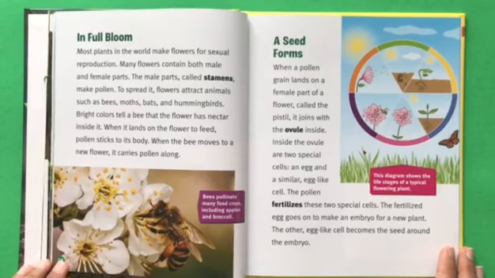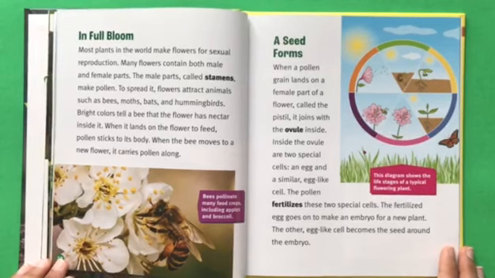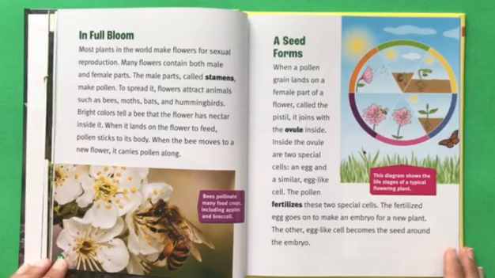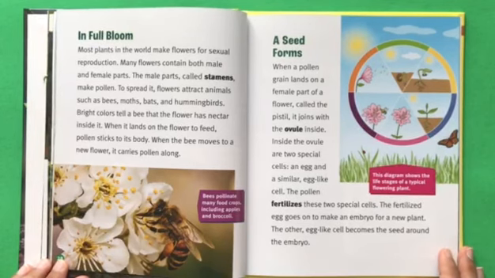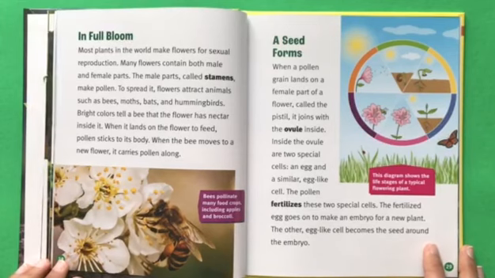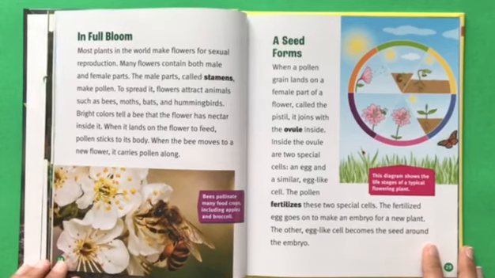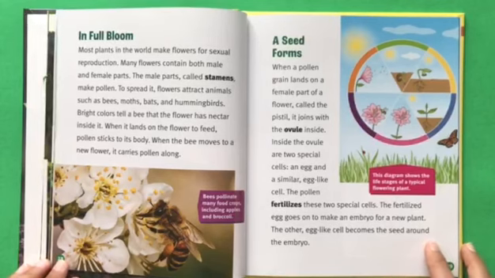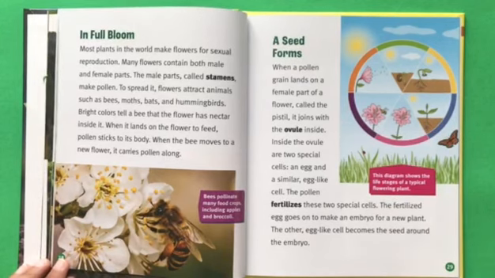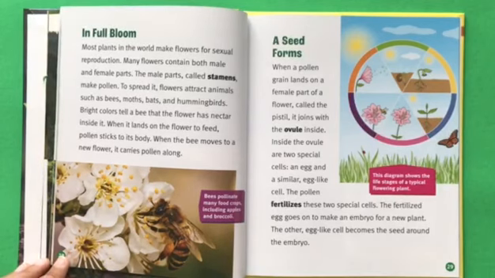A seed forms. When a pollen grain lands on a female part of a flower called the pistil, it joins the ovule inside. Inside the ovule are two special cells, an egg and a similar egg-like cell. The pollen fertilizes these two special cells. The fertilized egg goes on to make an embryo for the new plant. The other cell becomes a seed coat around the embryo.